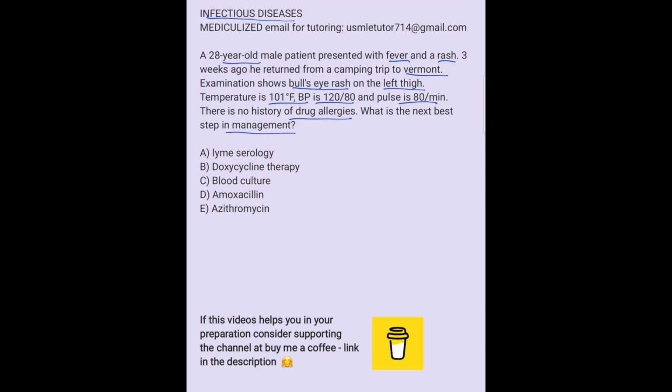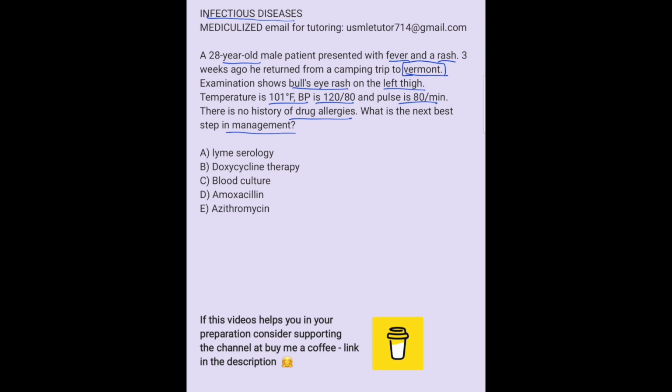So let's talk about the different options. So first is Lyme serology. So remember, this case looks definitely like a Lyme disease case, because there is fever, there is rash, and also the patient recently went to a Lyme endemic state, Vermont.